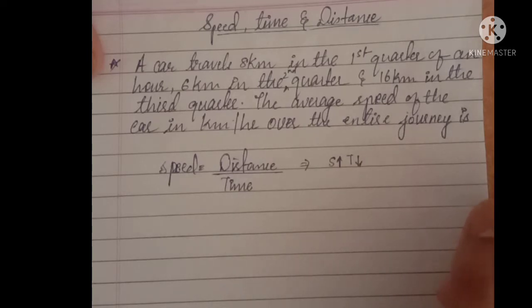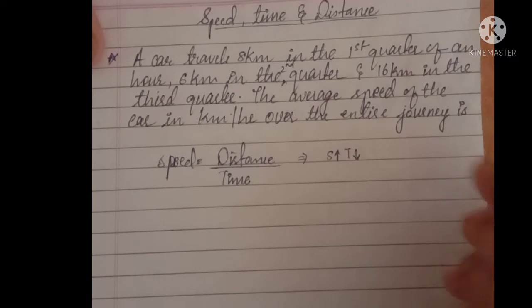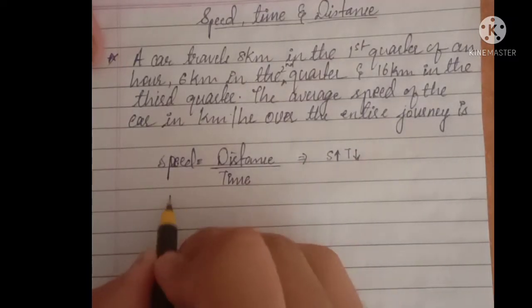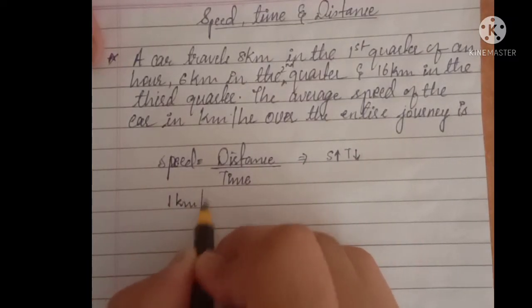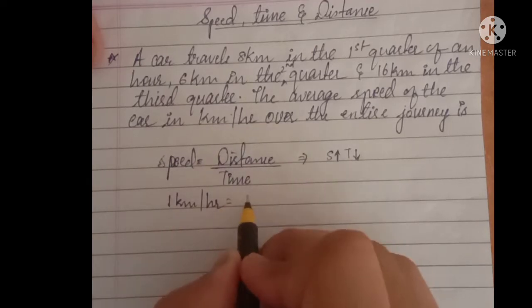Suppose my school distance is 5 kilometers, you can't decrease the distance, you can just increase the speed or decrease the speed. It will take less time or more time, but distance will always be constant. Clear? Now one more thing: 1 kilometer per hour is equal to how much meter per second?